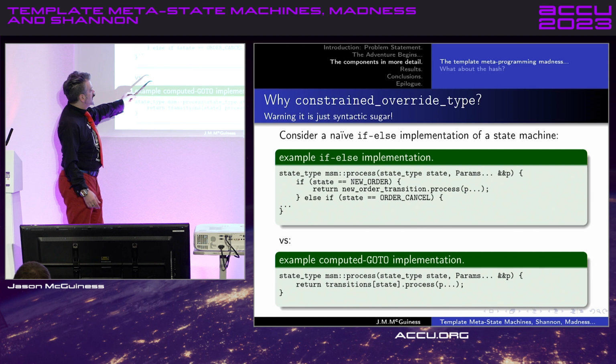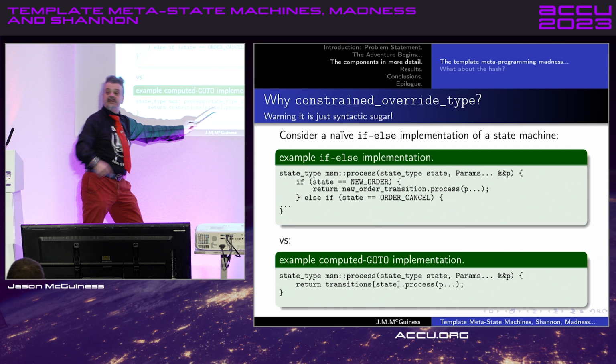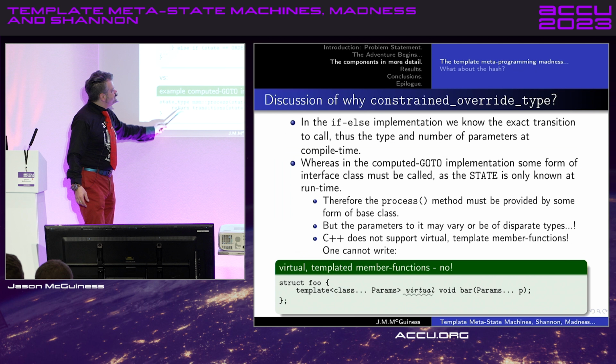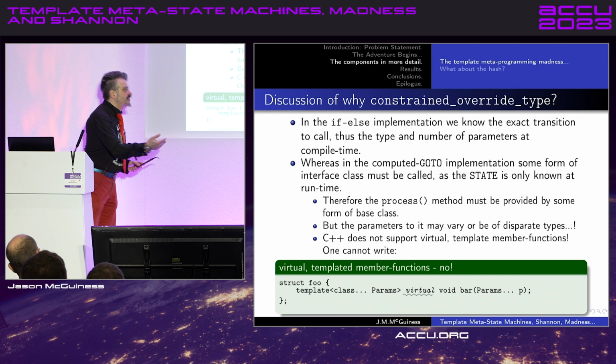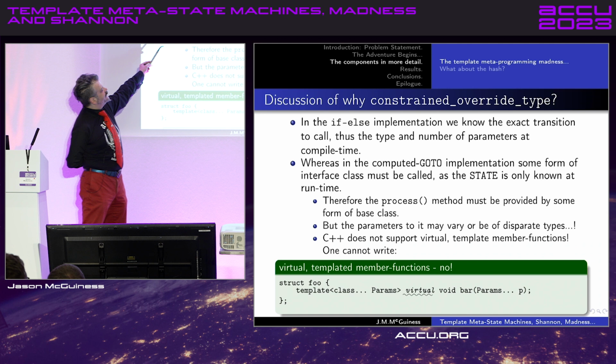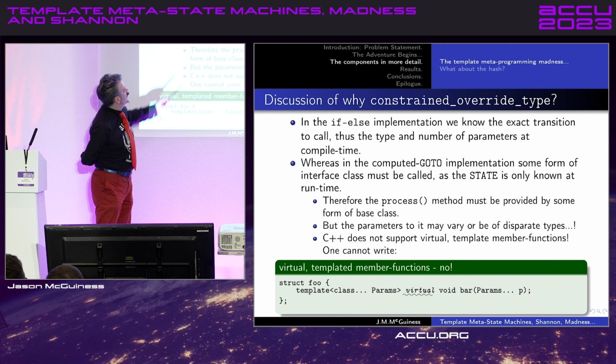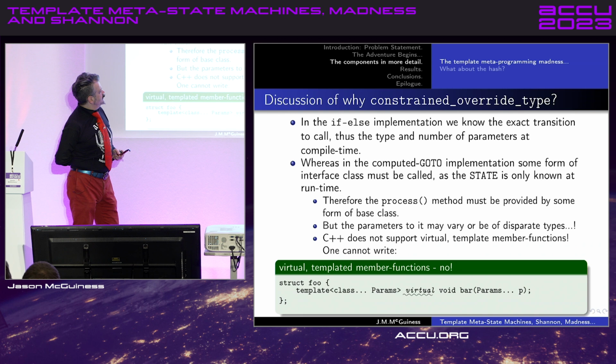A posteriori. Here, a priori, I don't know the type because I've worked really hard to erase it, to put it in an array of bytes. No type in an array of bytes, eh? So we can see we need to do some work to recover that type information. We can see we know the exact transition, as I said. A computed goto implementation, we need an interface class, as I've mentioned. These abstract base types that we generate a chain of and inherit recursively from, and then the ultimate base type. So we've got to provide that process, as I've mentioned. We've got variable number of parameters, disparate types, etc.